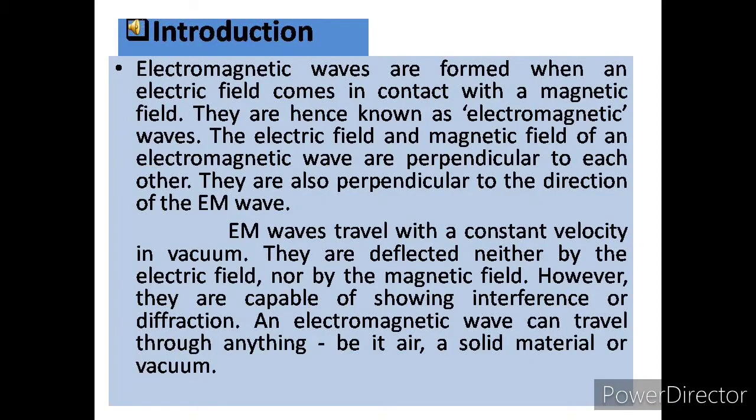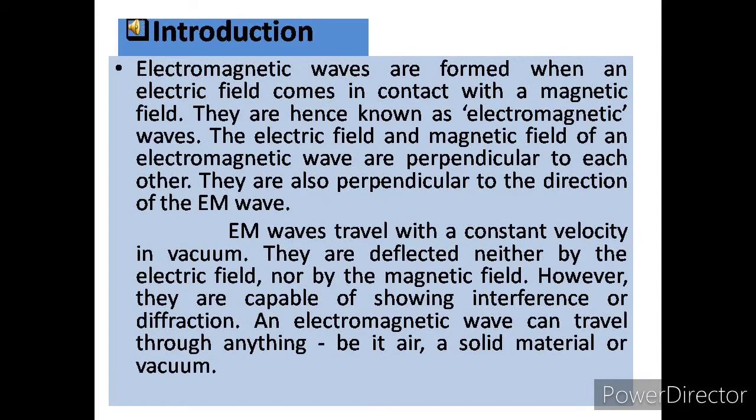Electromagnetic waves are formed when an electric field comes in contact with a magnetic field. They are hence known as electromagnetic waves. The electric field and magnetic field of an electromagnetic wave are perpendicular to each other. They are also perpendicular to the direction of the electromagnetic wave.